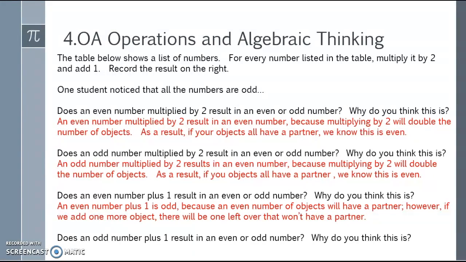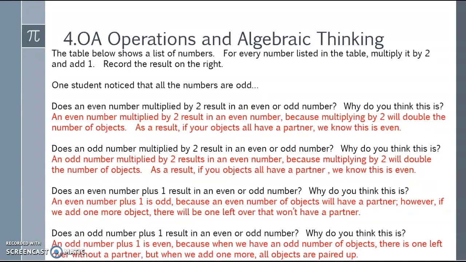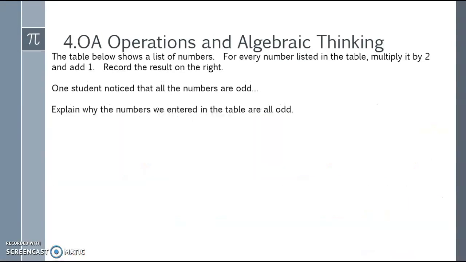Does an odd number plus 1 result in an even or an odd number? Well, an odd number plus 1 will always be even. If we start with an odd number of objects and there's one left over without a partner, if we add one more piece in, then that odd one will automatically now have a partner to pair up with, so every object will then be paired up.